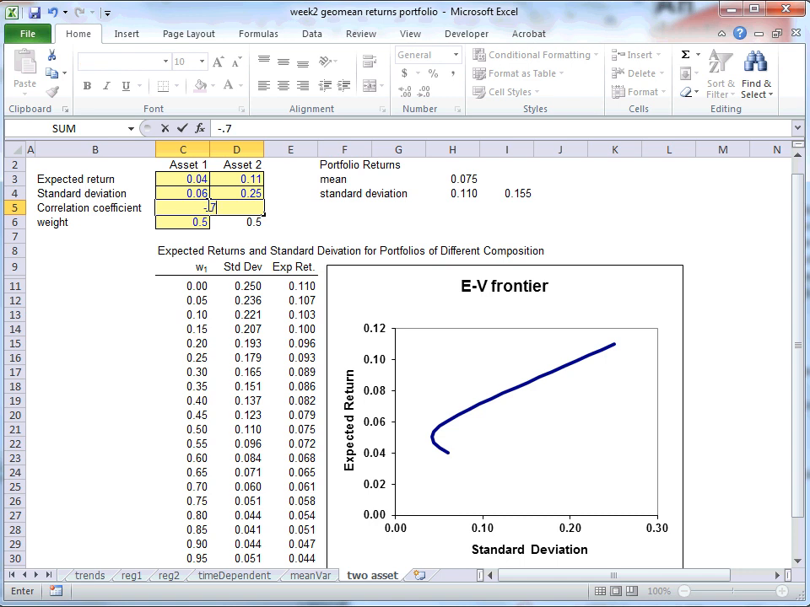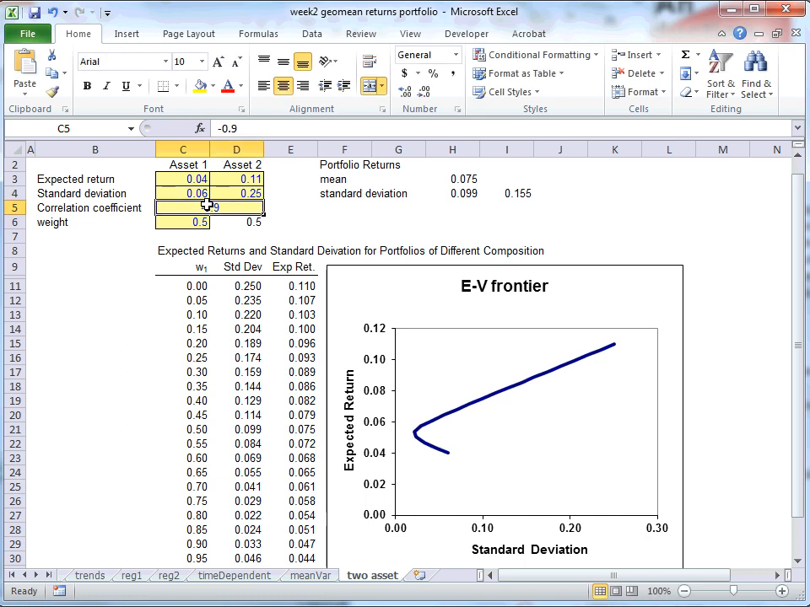And let me just keep going. Minus 0.7, minus 0.8, minus 0.9. Now I'm going to put minus 1 in here. As soon as I do that, watch what happens on the expected returns vertical axis. We hit it. If we have a minus 1 correlation, we can combine those two risky assets and create a portfolio that has no risk.